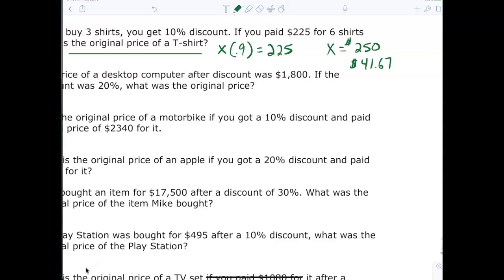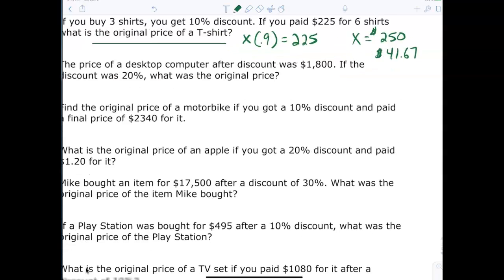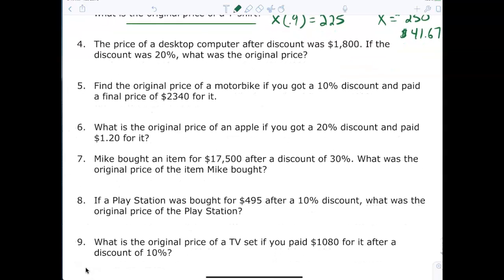All right, that's not bad. You're up. Read the next one. The price of a desktop computer after discount was $1,800. If the discount was 20%, what was the original price? Okay, I'm listening. Everybody should be setting this one up and listening to him. You try to set it up first.